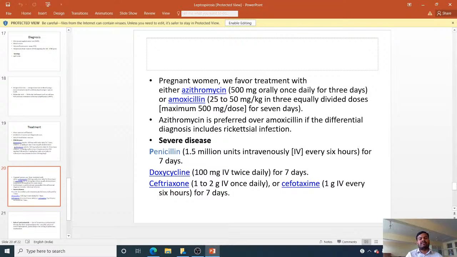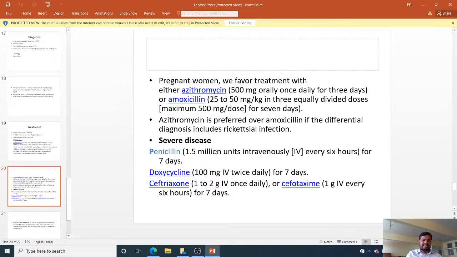Azithromycin is preferred over amoxicillin if the differential diagnosis includes rickettsial infection, because for many rickettsial infections, the treatment of choice is azithromycin. So if you're suspecting any other rickettsial infection, you can just avoid amoxicillin and just give azithromycin, so that if there is any other rickettsial infection also, it can be treated easily.